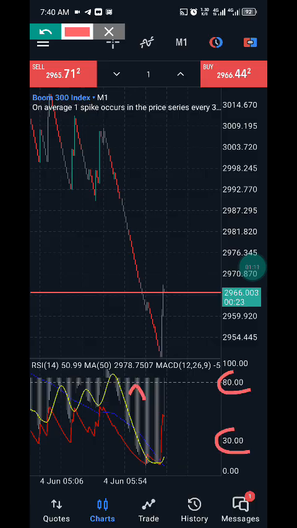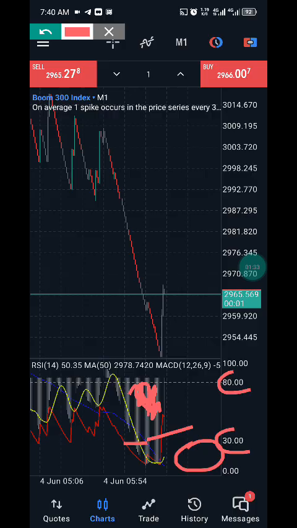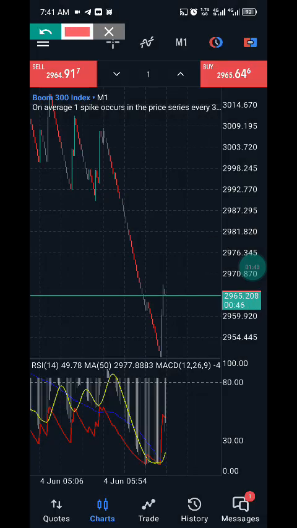Also, we have our MACD histogram here, and we have our yellow line that has come down to this level, and we also have our moving average, which is the blue line. We also have our red line here at this level. So what you are going to be looking for is any trade that goes below the 30 level. Immediately the yellow line goes below 30, that is our first confirmation.